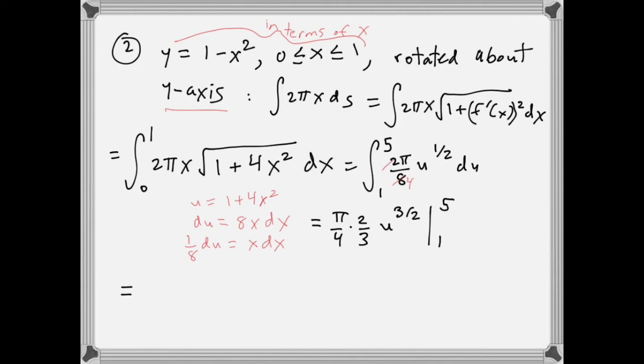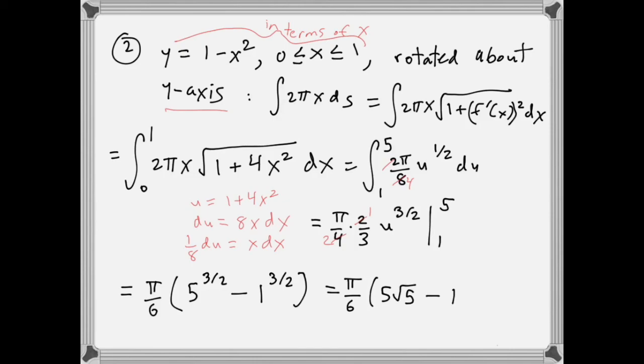So what is this going to give me? 2 over 4 is the same as 1 over 2, so that's pi over 6 times, if I plug in 5, I get 5 to the 3/2. And if I plug in 1, I get 1 to the 3/2. Or another way to write this is pi over 6 times 5 root 5 minus 1. Right? Because 1 to the power of anything is 1. Or another way to look at it is 1 root 1 is just 1.